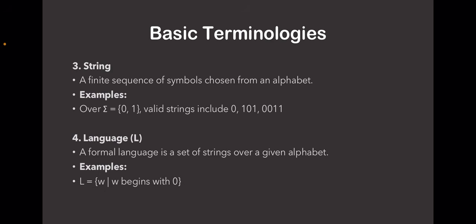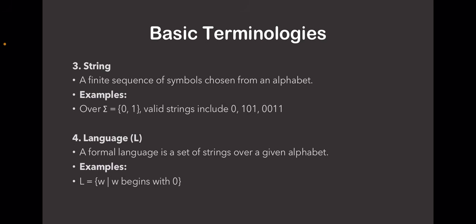String, denoted by small letter w, is a finite sequence of symbols chosen from an alphabet. For example, over the alphabet 0, 1, we can have valid strings like 0, 1, 01, 00, 11, any possible combination of the symbols in our alphabet.